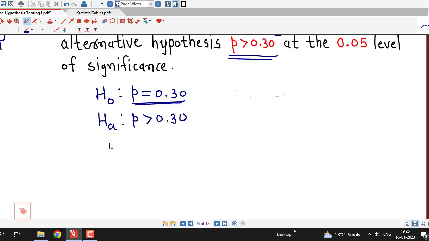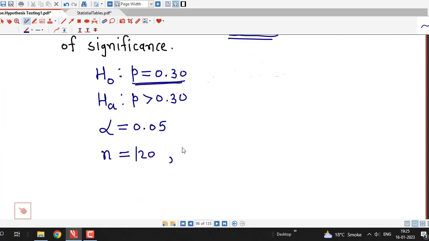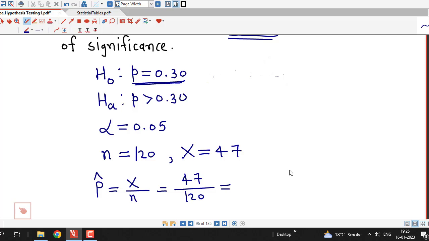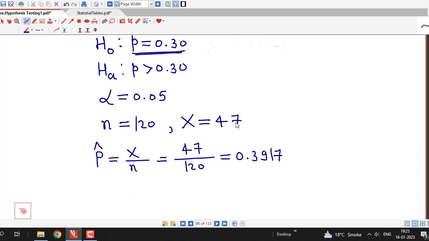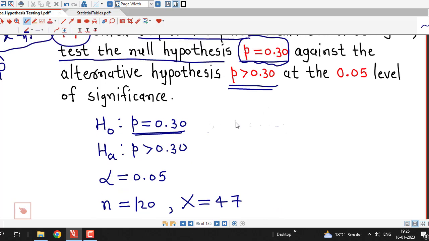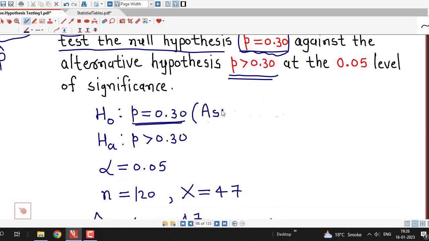So here we are given this null and alternative hypothesis. We assume that the null hypothesis is true. Also we are given the level of significance, which is alpha equal to 0.05. We are taking a sample of 120 pumps, and the number of pumps which required repairs in this sample is given as 47. So we can find the value of sample proportion, which we denote by p hat, which is going to be capital X divided by n, and here I have 47 divided by 120, and this turns out to be 0.3917.